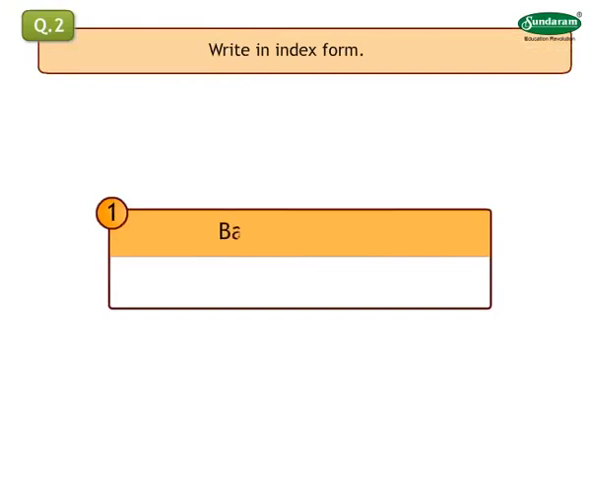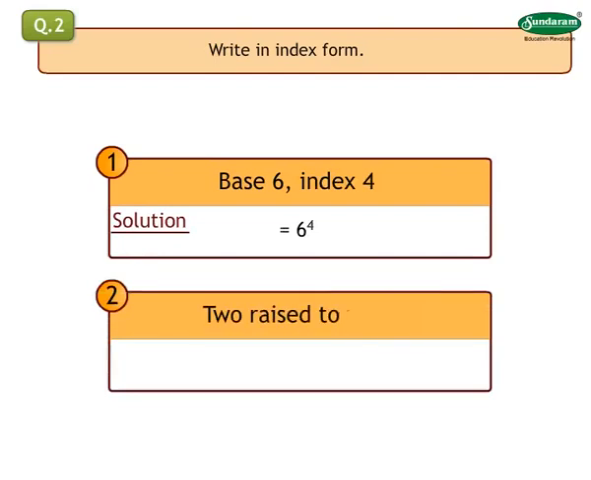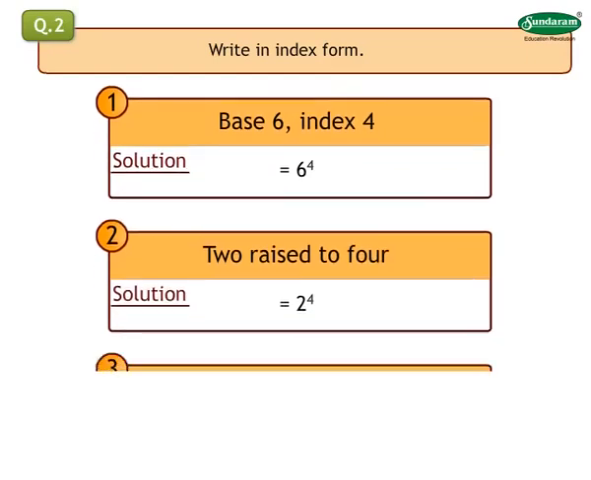Question number 2. Write in index form. Number 1. Base 6, index 4. Solution equals 6 to the power 4. Number 2. 2 raised to 4. Solution equals 2 to the power 4. Number 3.